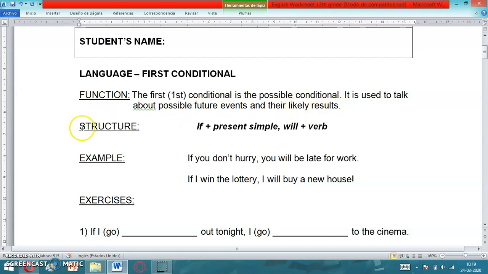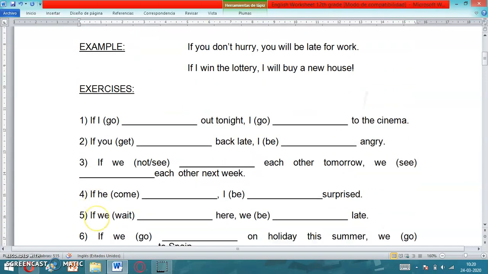Okay, this is the structure: if, present simple, then will and the verb. For example, if you don't hurry to work, you will be late to work. Another example is, if I win the lottery, I will buy a new house. And here you have some exercises.